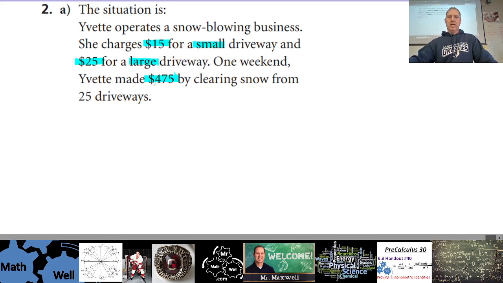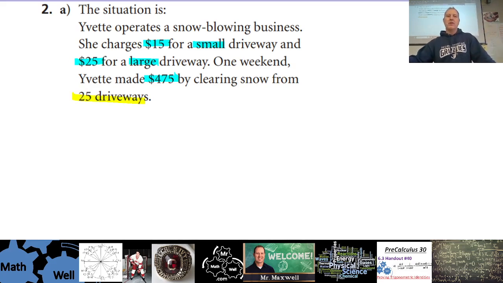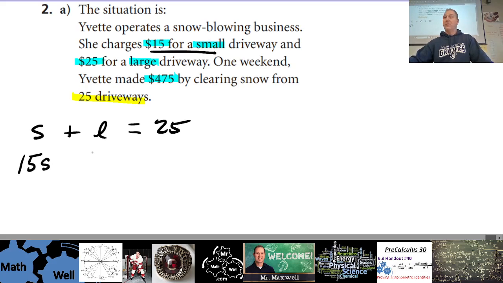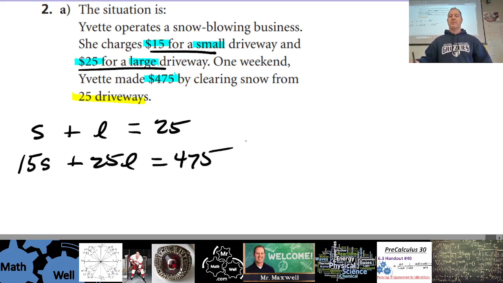Okay, so this is all money. So I'll highlight those in the same color. And then clearing the snow from 25 total driveways. Okay, so the driveways that she's snow blowing are small and large. And so how many are we talking about in this question? The total is? 25. Yeah, very good. Now the money one, 15 for every small. So guess what? I'll just go 15S plus 25 for every large. Good. And that equals 475.